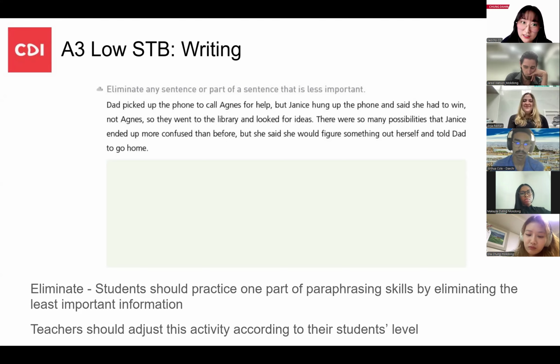If you're a lower level teacher, maybe you can practice just one sentence, or you could even come up with your own examples that aren't from the story. I think as long as you're practicing the skill, it's definitely okay.